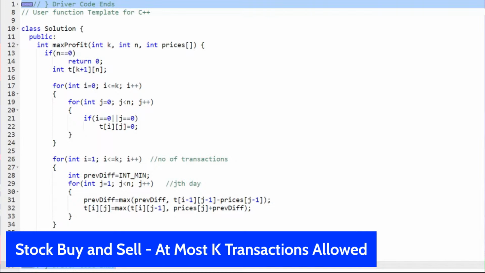It is basically doing that, whenever you are making a transaction on the jth day, it is looking for the same thing, that on the day number 0 to j minus 1 you have bought your stock, right? So that's why i minus 1. Okay, let me show it in the notebook.